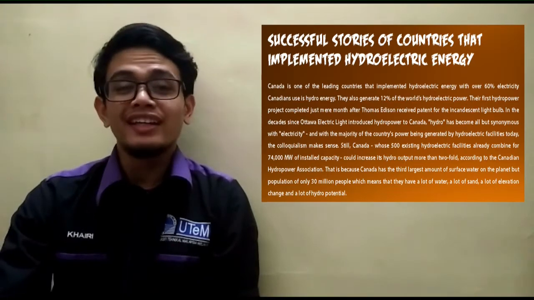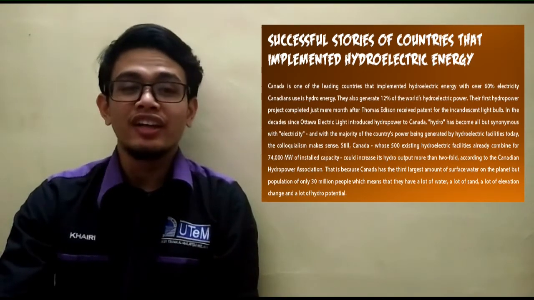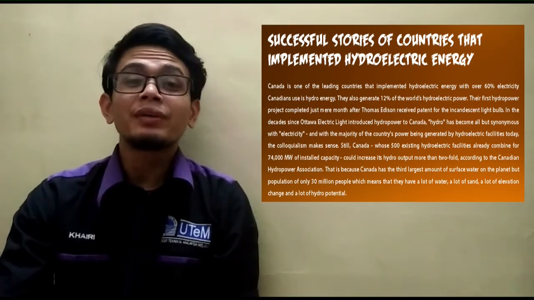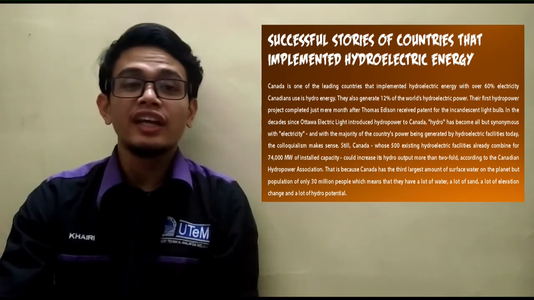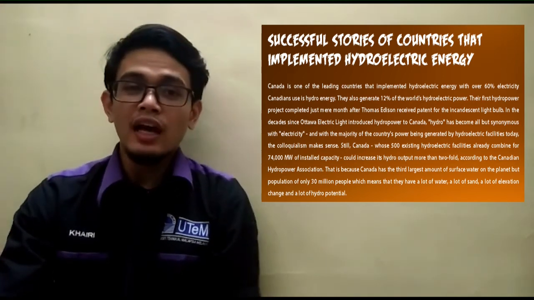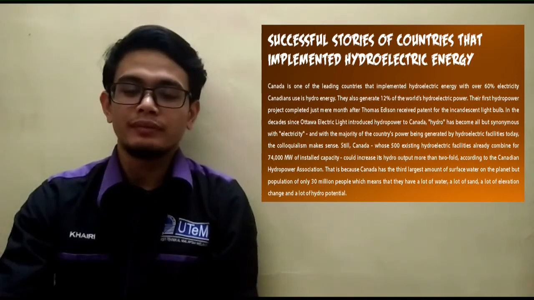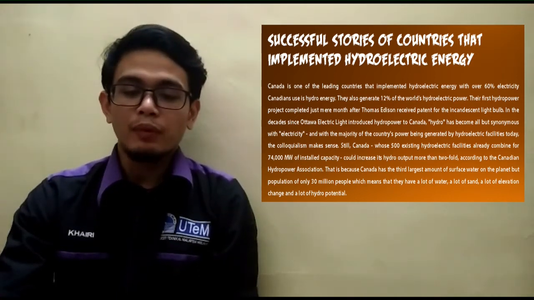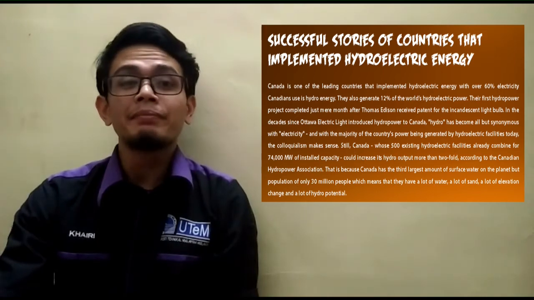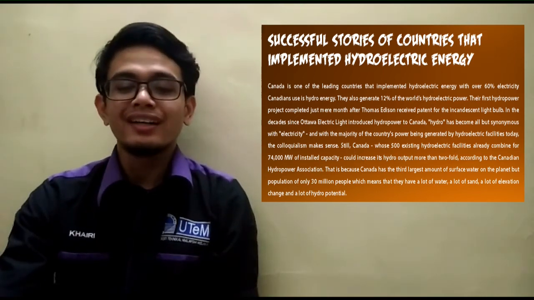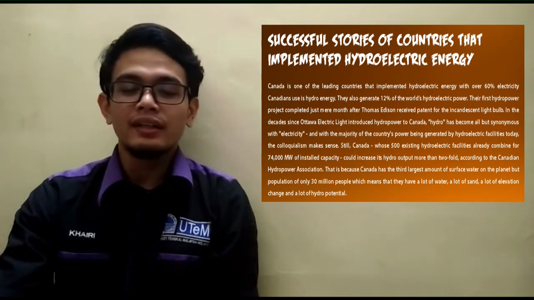Canada is one of the leading countries that implemented hydroelectric energy, with over 60% of the electricity Canadians use being hydro energy. They also generate 12% of world hydroelectric power. Their first hydropower project was completed just mere months after Thomas Edison received a patent for the incandescent light bulb.